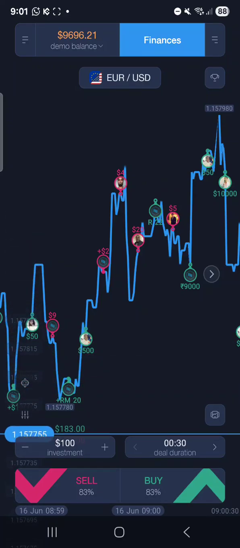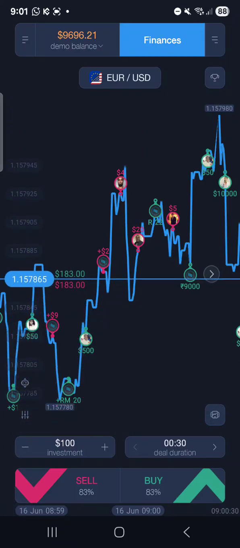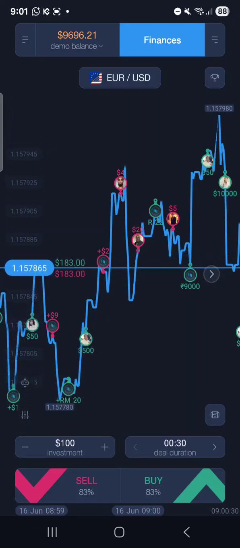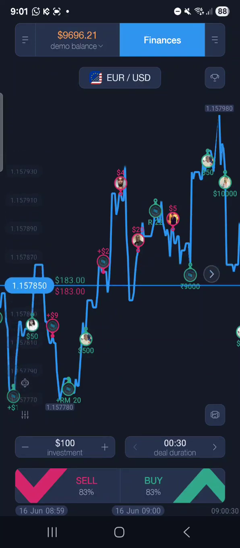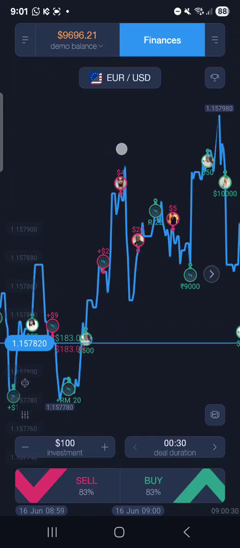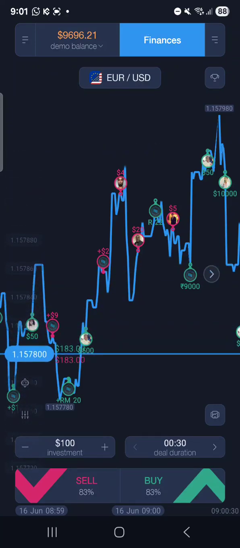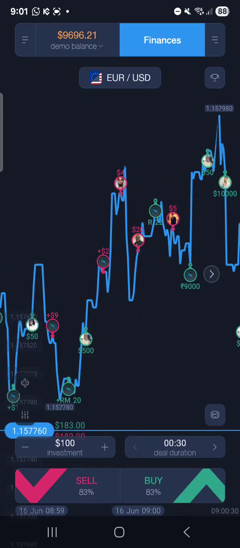Now the first thing you will see is that you'll be given a demo account. I'm currently on my demo account. Look at it above here. You'll be given a demo account. And Expert Option is an all-in-one trading app that allows you to trade a couple of things.